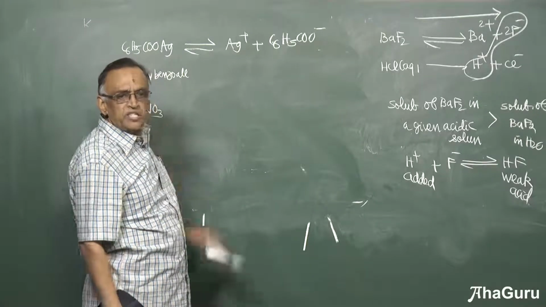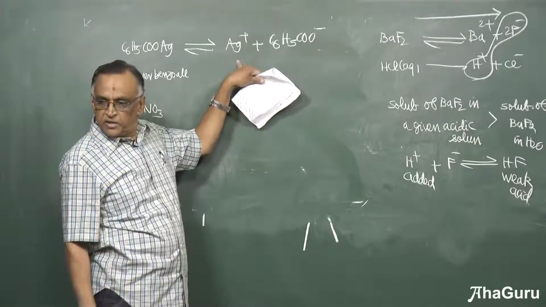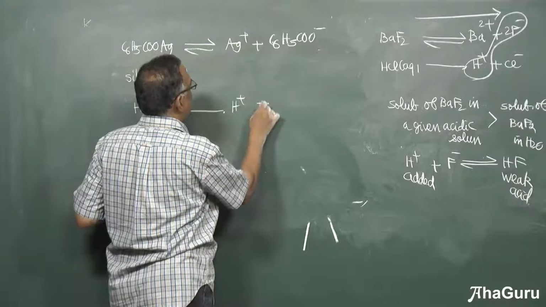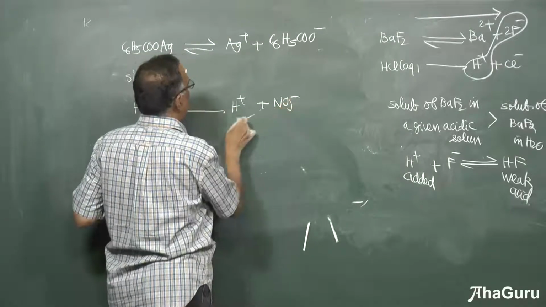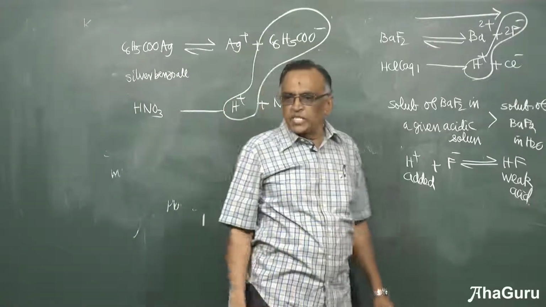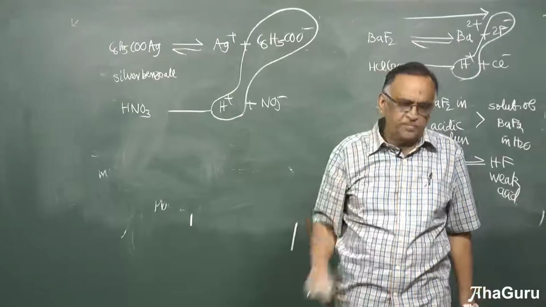I am avoiding HCl. Why? The HCl will form a precipitate here. Correct? So HNO3 will dissociate to form H+ and NO3−. What will happen? The added H+ will remove benzoate ion, forming benzoic acid, which is a weak acid.